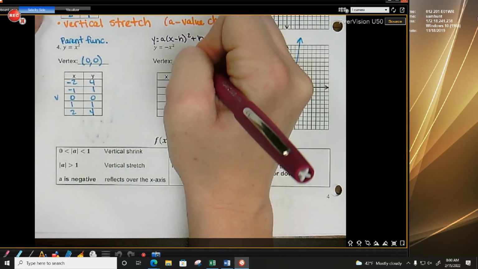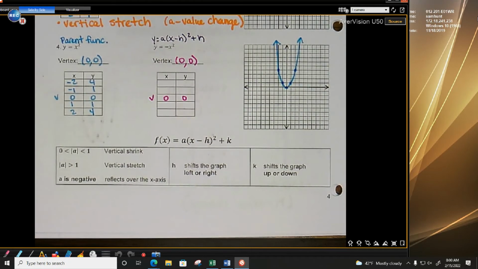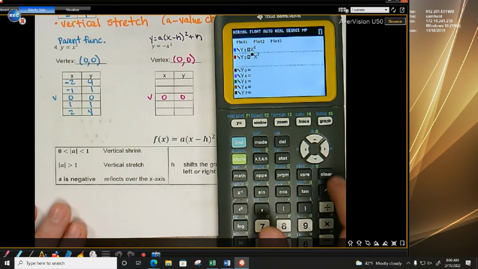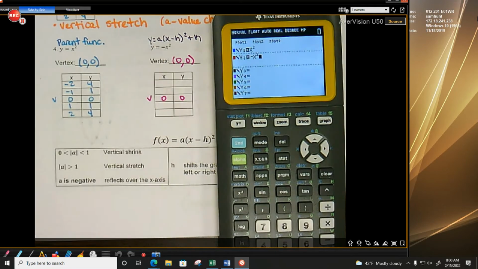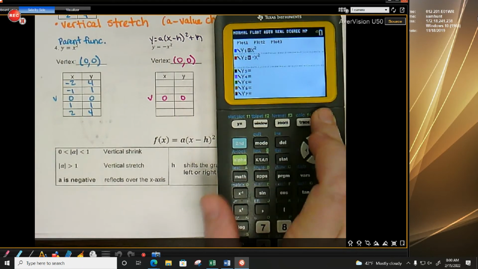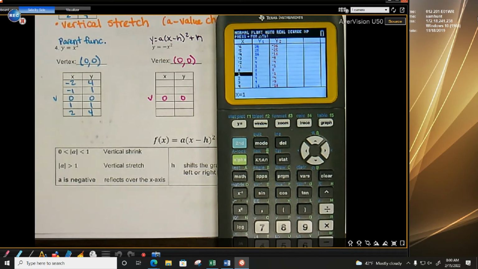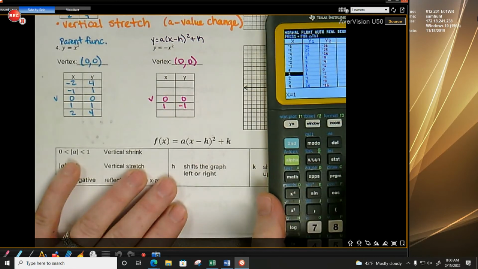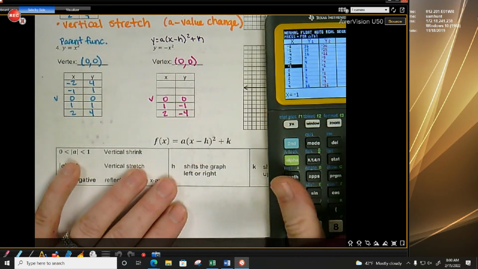Let's go to our calculator to find more values. My equation is y equals negative x squared. Okay, what's right below (0, 0)? (1, -1). What's right below (1, -1)? (2, -4). What's right above (0, 0)? And what's right above (-1, -1)? Plot your points.